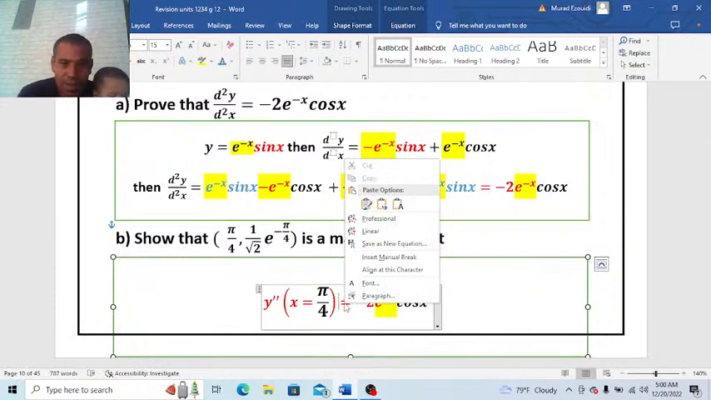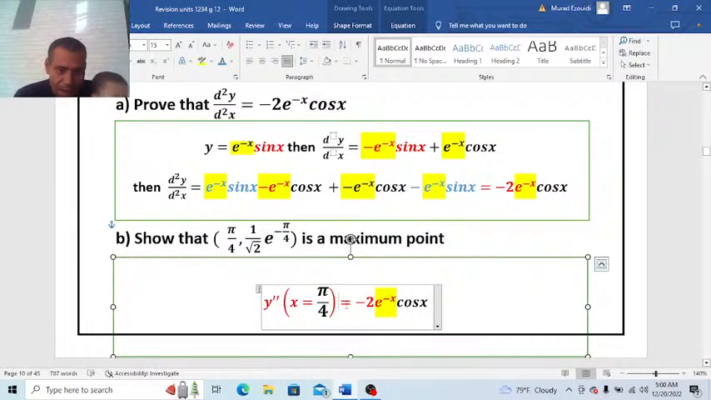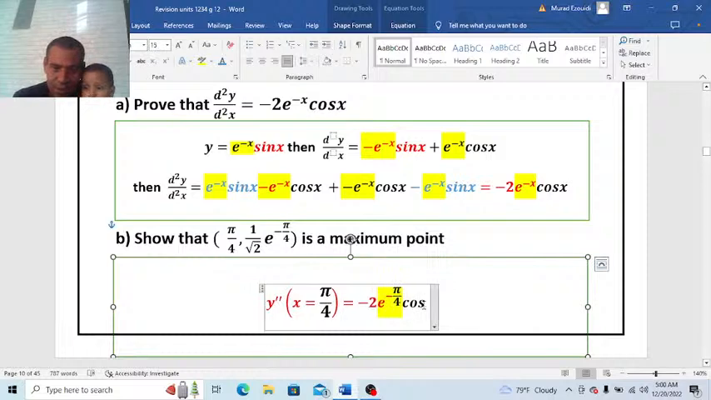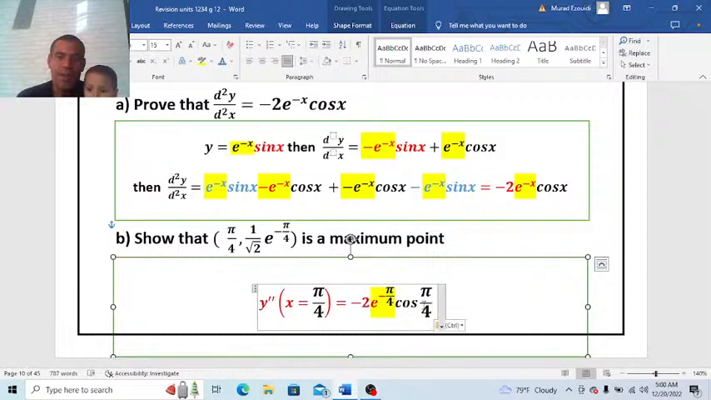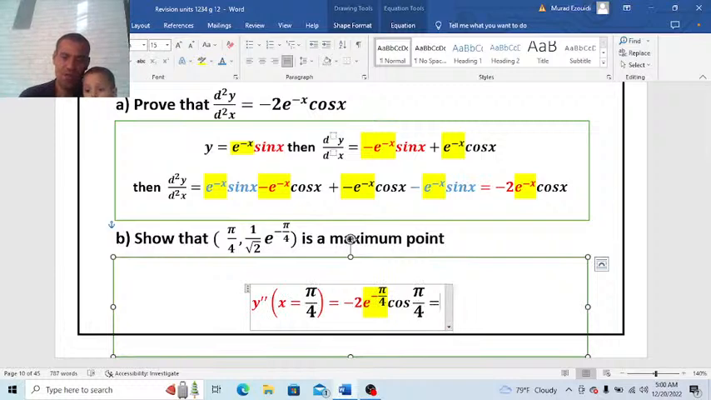So with all that, now we'll just substitute this with pi over 4. So it will be here negative pi over 4, then cosine of pi over 4. But cosine of pi over 4, learners, is 1 over root of 2.